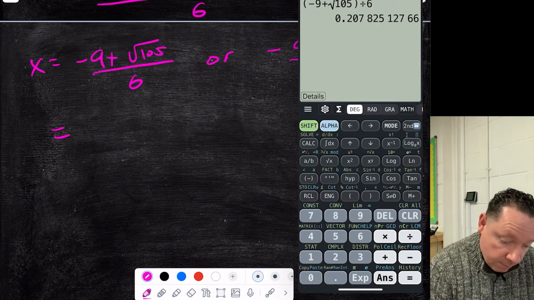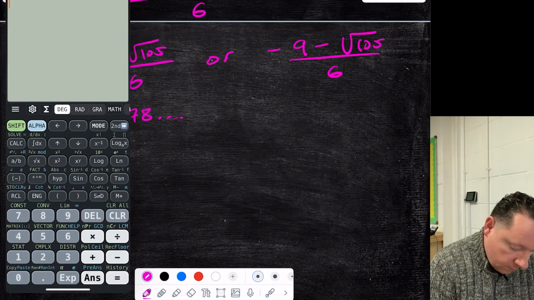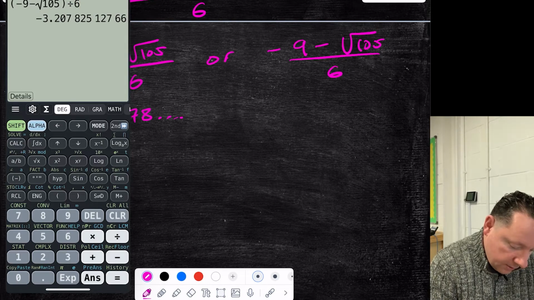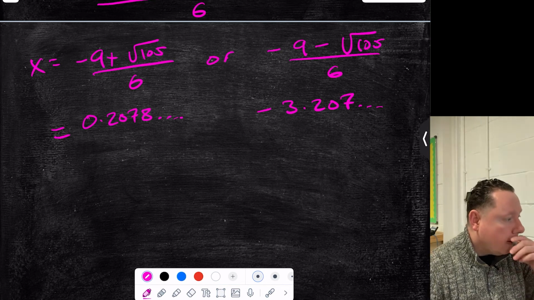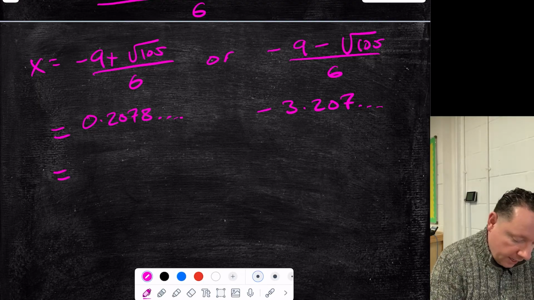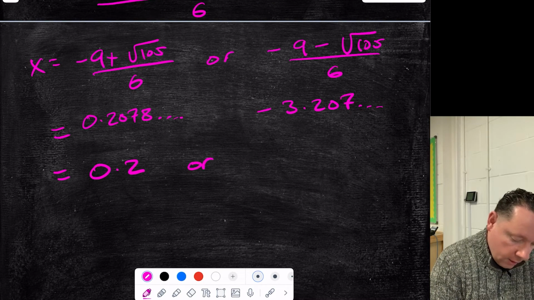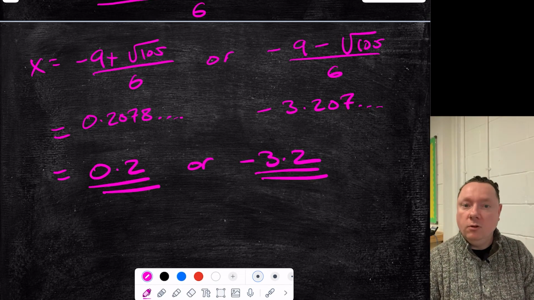That gives me 0.2078... I'll just put dot, dot, dot. And then the other one, brackets, minus 9 minus root 105 over 6 is minus 3.207 with a bunch of other numbers. And we'll round that to 1 decimal place, so that gives me 0.2 or minus 3.2. Always show your unrounded answers first before you round.